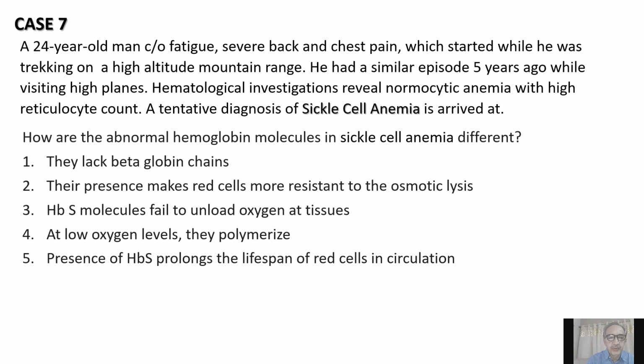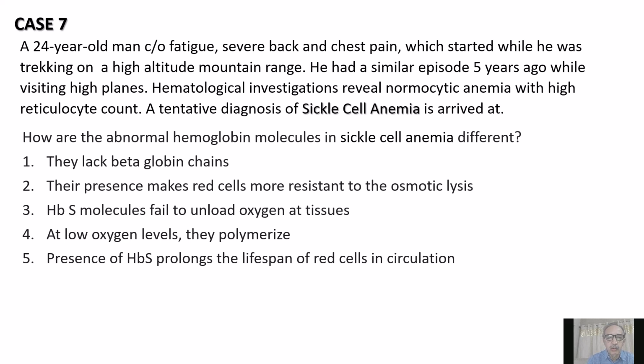Second, their presence makes the red cells more resistant to osmotic lysis. Yes, because these cells are more rigid. On deoxygenation, the HbS gets precipitated and the RBCs change their shape. They become more rigid and sickle shaped. So sickling makes the red cells more resistant to osmotic lysis. So the second is correct. Third, HbS molecules fail to unload oxygen. No, this is not correct.